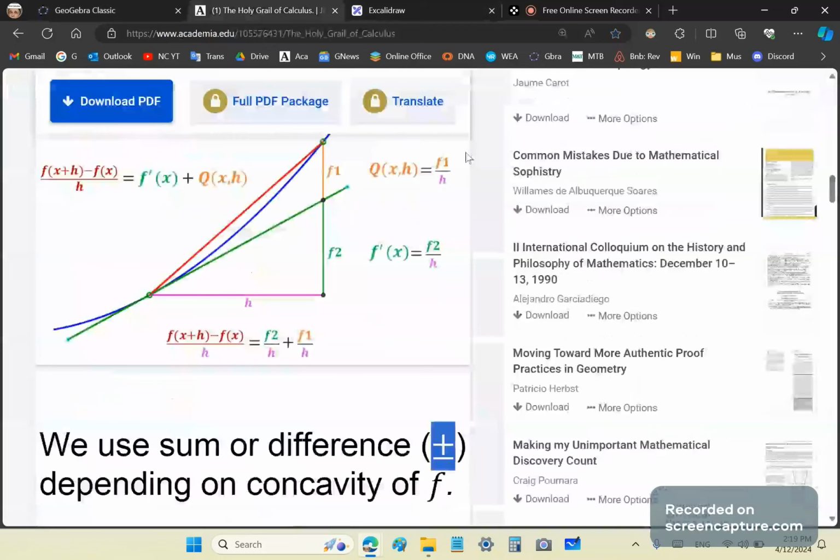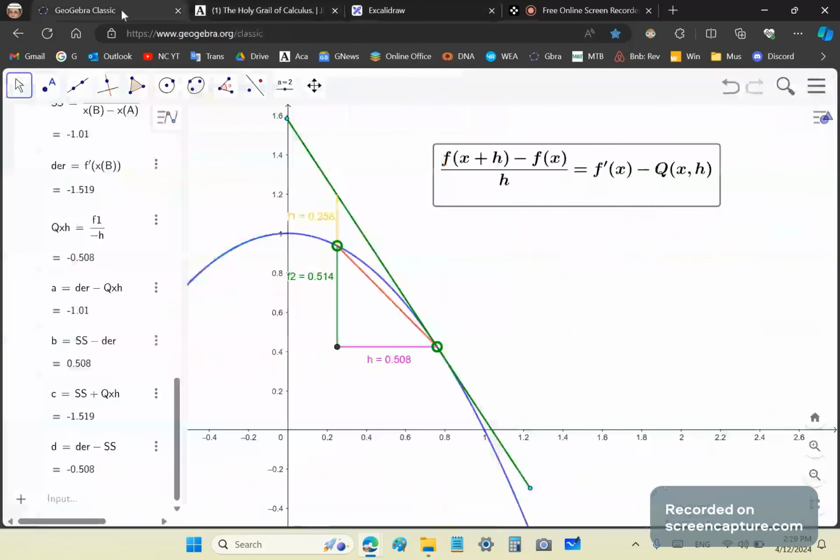So for example, if the tangent slope is negative or positive, that will also influence the operation between the tangent slope and the difference, okay? So, and why is this the case? Well, let's look at it.